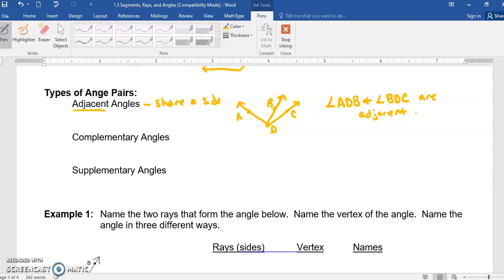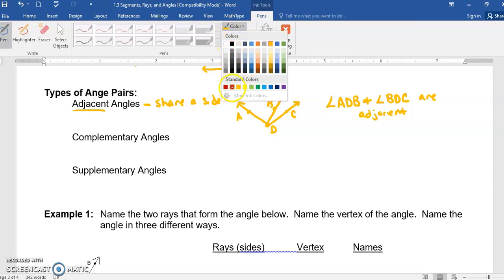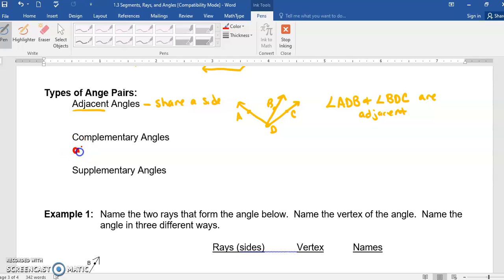Complementary angles are angles whose measures add up to 90. Now, they may or may not be adjacent. If you have a right angle and a ray in there, those are going to be complementary. It's angle addition, just like segment addition. Piece plus piece equals whole thing. The two pieces add up to 90. They don't have to be in that position to be complementary.